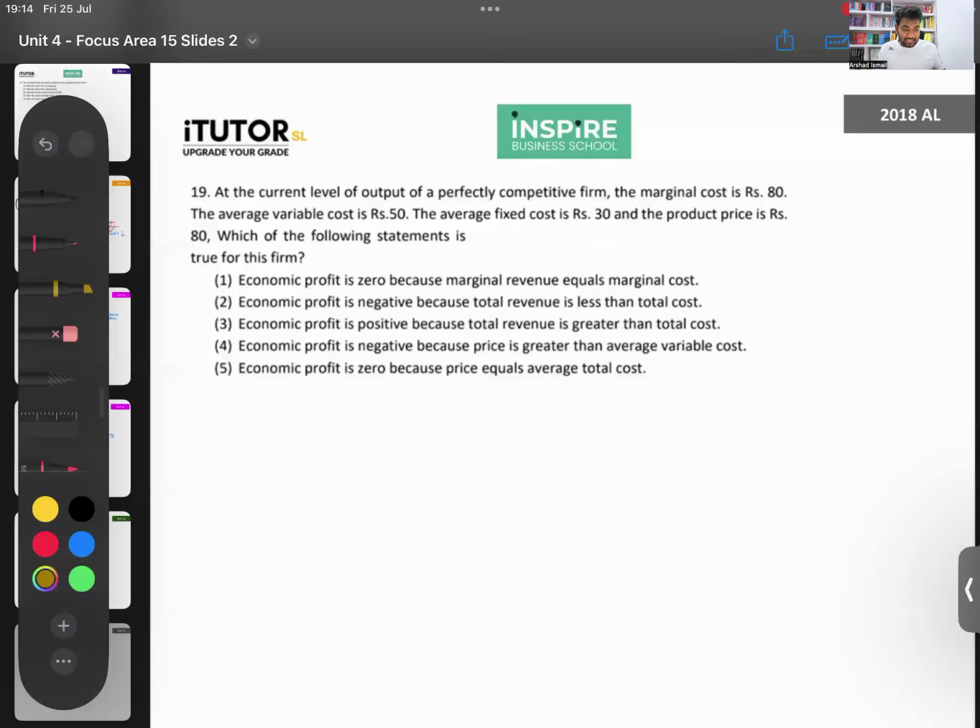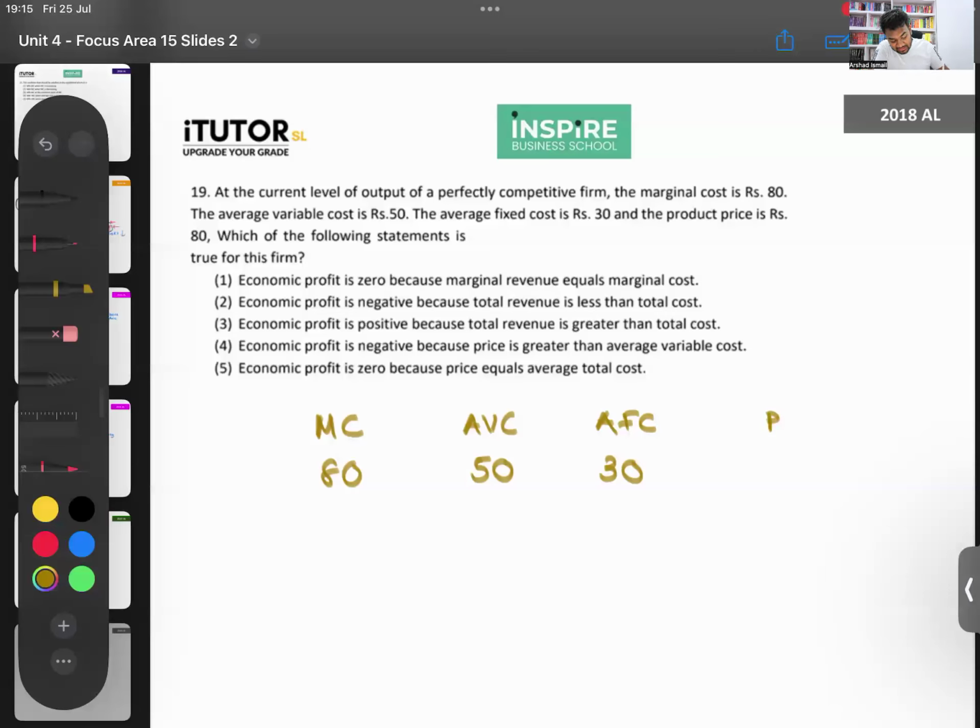2018 question number 19. They're saying, at the current level of output, for a perfectly competitive firm, the marginal cost is 80. So MC is 80. The average variable cost is 50. Average fixed cost is 30. And the price of the product is 80.